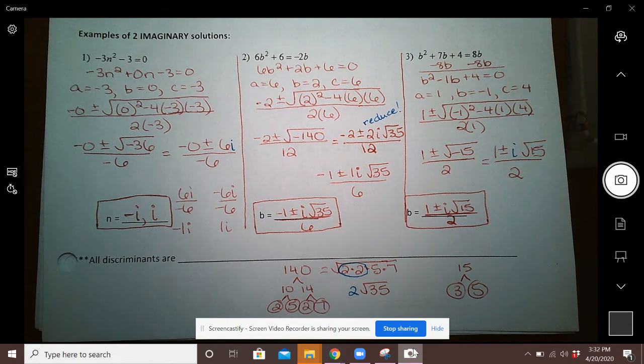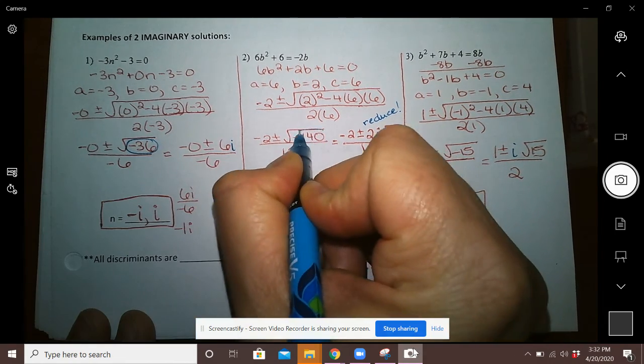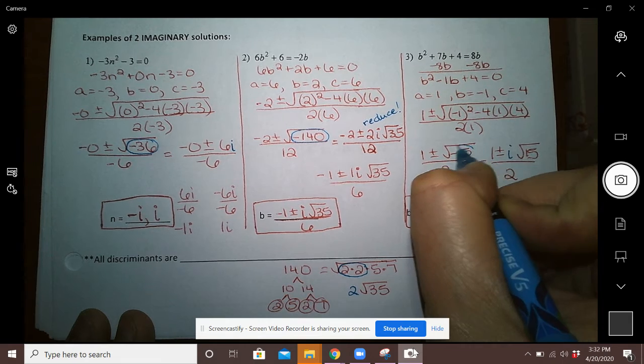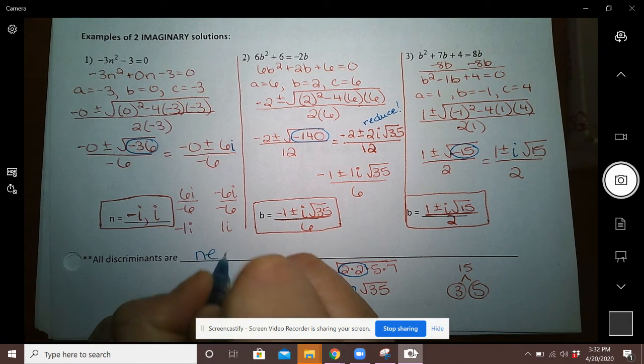So what are we noticing about the discriminant? I hope I've made it really, really clear. Every single time we have a negative value as the discriminant, our answer comes out imaginary. All these discriminants are negative numbers.